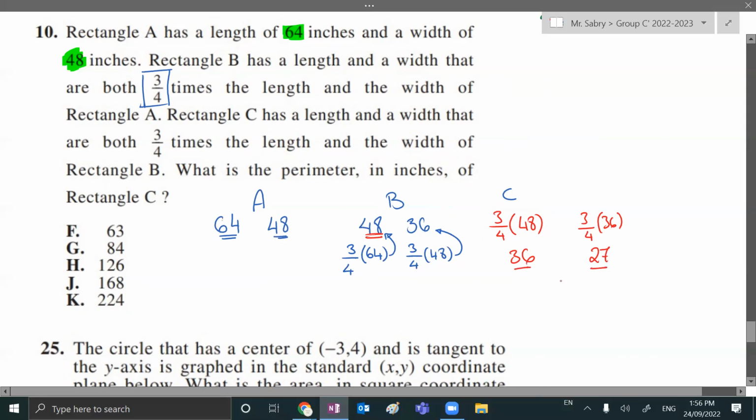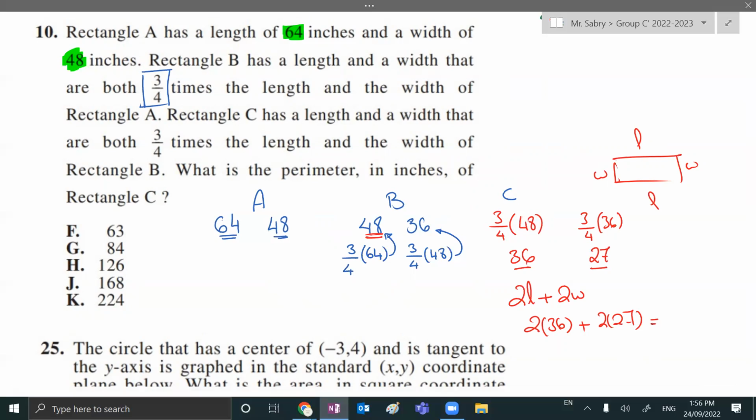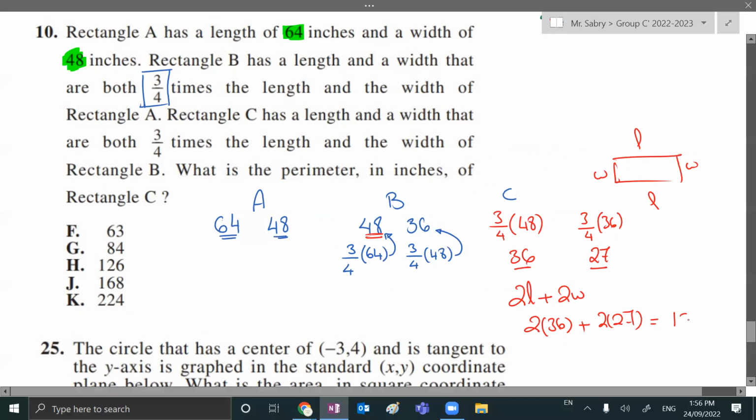He wants the perimeter of C. I now have the length and the width. The perimeter is 2 lengths plus 2 widths, because the perimeter of a shape like this is length, width, then length again and width again. So it's 2 times the 36 plus 2 times the 27. That is the whole perimeter of the shape. One second. So the answer is 126. So 126 is supposed to be the answer, which is H.